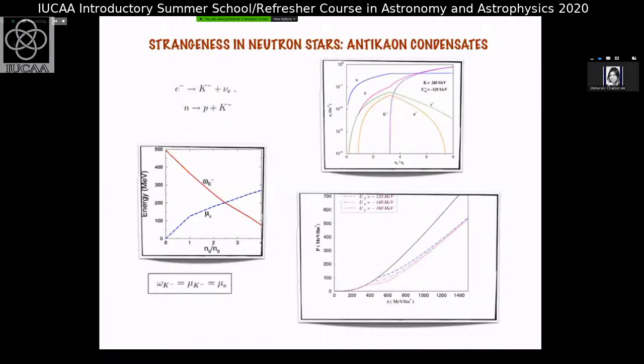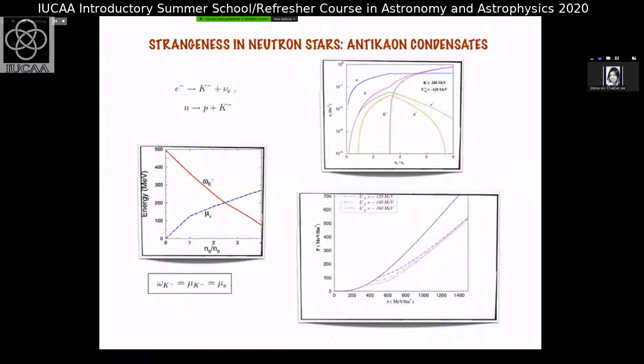Next we look at kaons. So we also said that kaons are mesons which can appear at the cost of electrons or at the cost of neutrons, and this condensation of antikaons can happen if the condensation threshold condition shown in the left figure is obeyed. So it's basically when the in-medium kaon energies are less than the electron chemical potential, so the kaons start to appear.